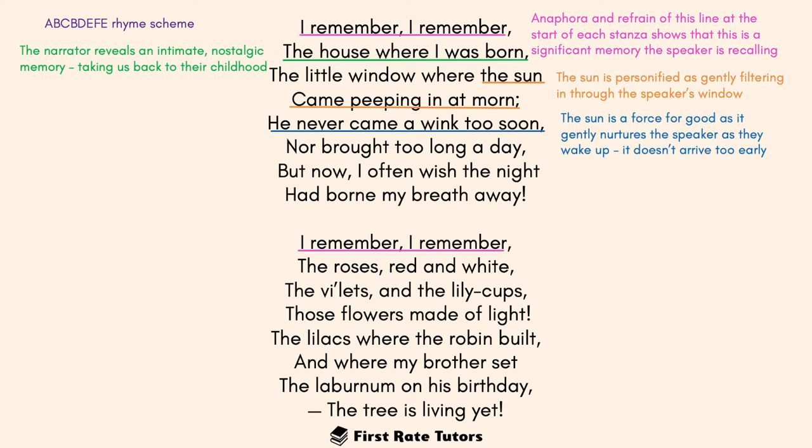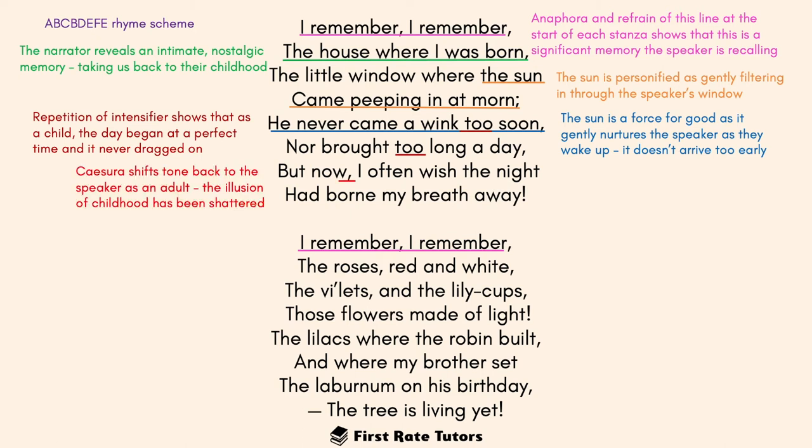The sun never came a wink too soon. So here we can see that the sun is painted as a force for good, as it gently nurtures the speaker as they wake up. It never ever arrives too early. It comes in just at the right time to wake them up. Now, the repetition of the intensifier too, so too soon, too long, shows that as a child, the day always began at this perfect time and it never dragged on. And this is obviously in contrast to adulthood.